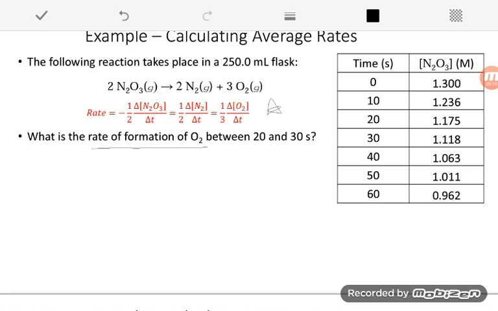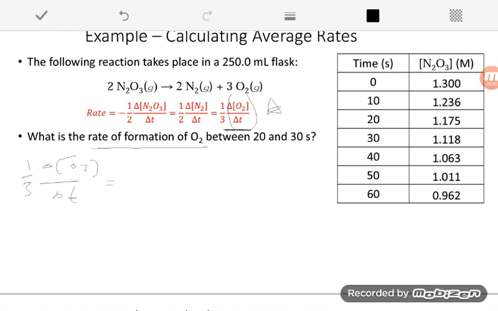So I'm going to look back at my equation. I'm going to do the same thing we did before. It wants the rate of formation of O2. So what it's really asking for is this delta O2 over delta T. That's the rate of O2. So I'm going to have to use this part of the equation. So I'm just going to go ahead and write that part down here because that's what I want. So I know I want that in my answer.